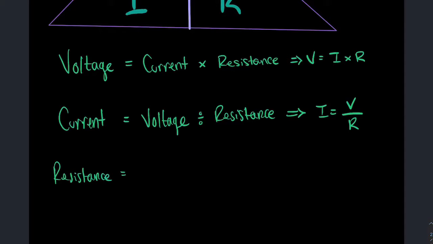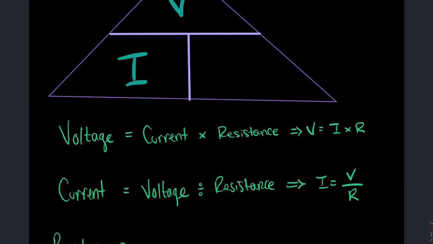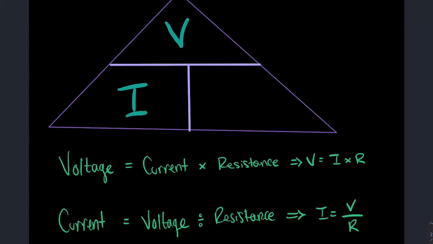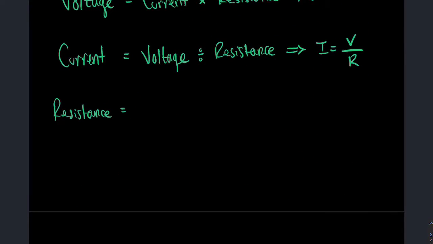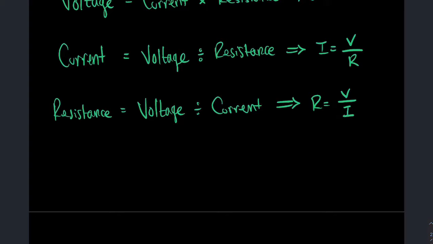And then lastly, again, I'm sure you can see where this is eventually going. We have resistance, and we'll remove our resistance up here. We'll cover that out because that's what we're trying to find. And you see that it's V over I, or voltage divided by current. And we get R equals V over I.